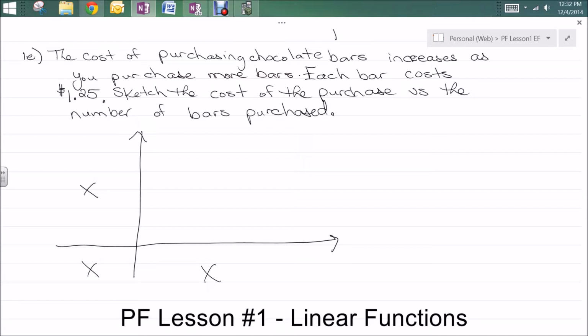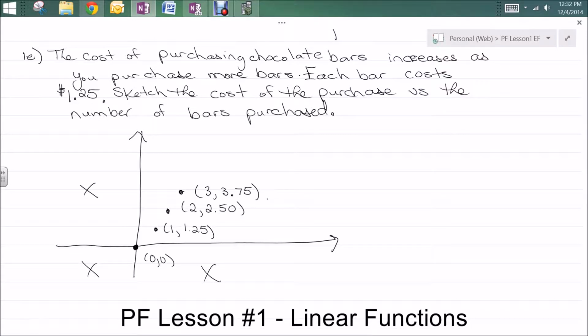And you either buy 0 chocolate bars and it costs $0. And I'm just going to write 0, 0. Or you buy 1 chocolate bar and it costs $1.25. Or you buy 2 chocolate bars and it costs $2.50. And you get a series of points. Okay, and I'm not drawing this perfectly because I don't have grid paper, $3, or 3 chocolate bars, and it costs $3.75. And so on and so on.